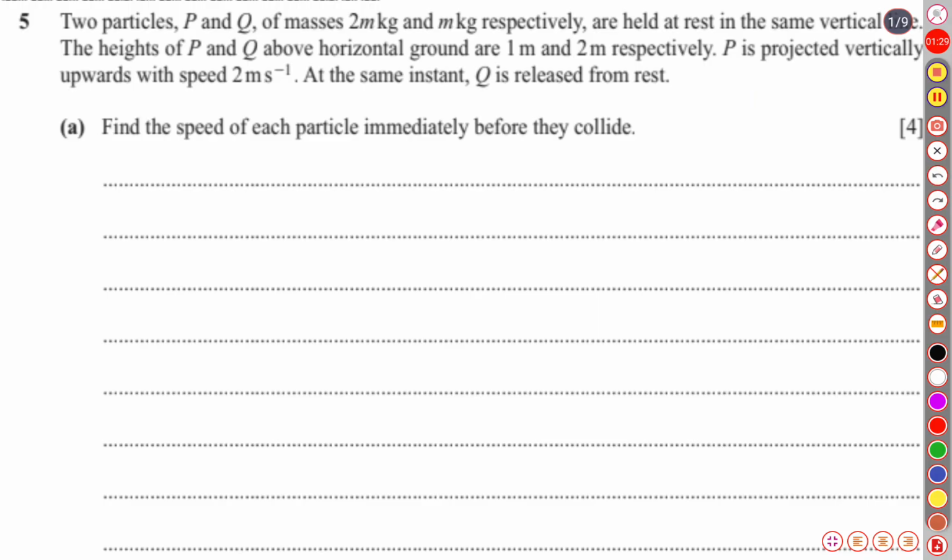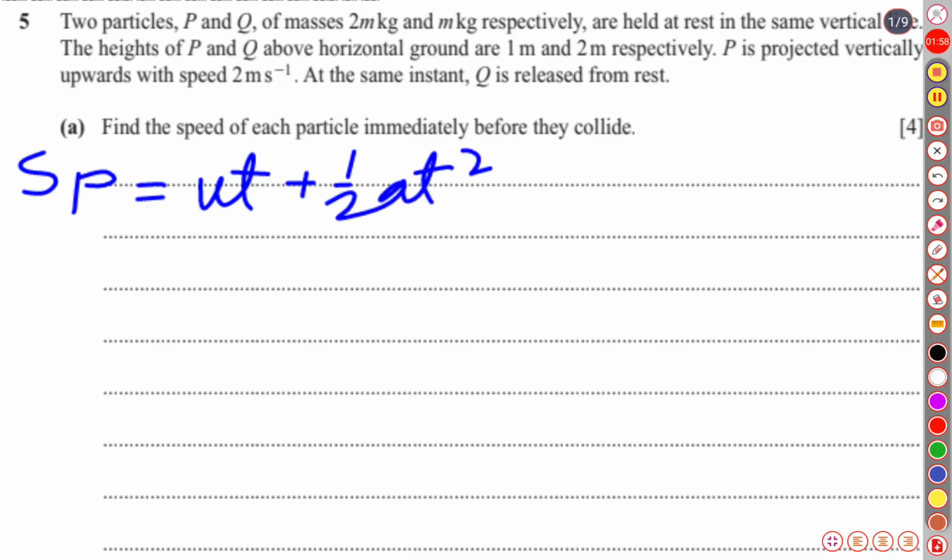First, as the particles have collided with each other, their height from the ground must be exactly the same. So let us find the height of the particle P before it collides. We can write SP, that means displacement or height from the ground. SP is equal to ut plus half at squared.